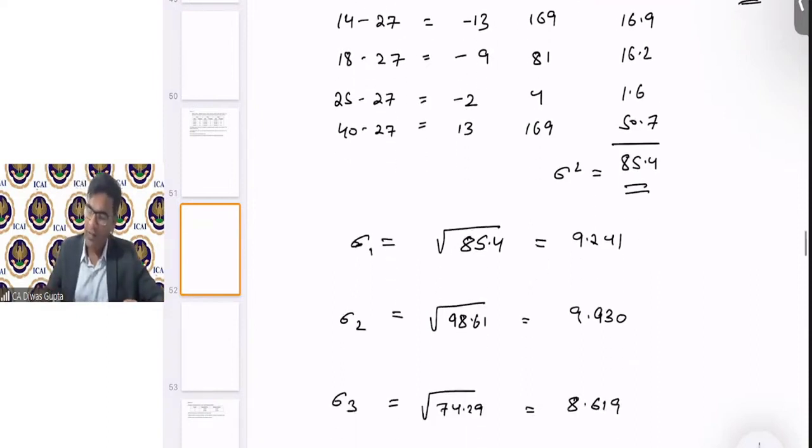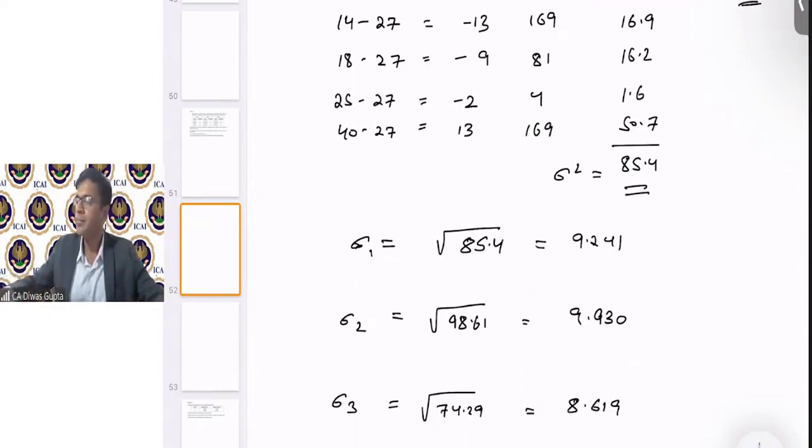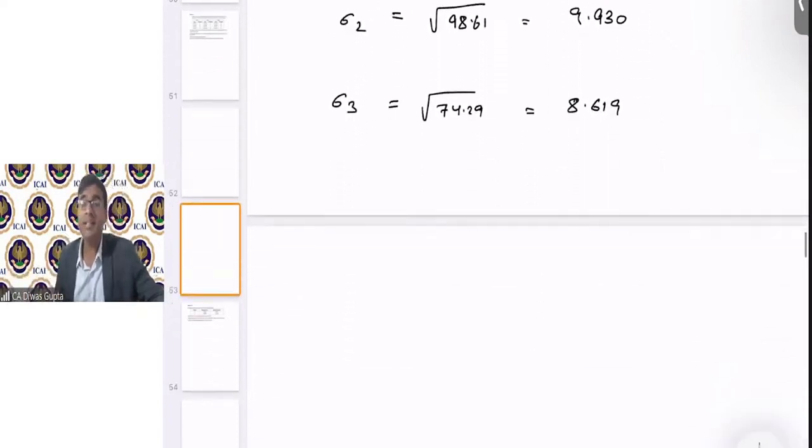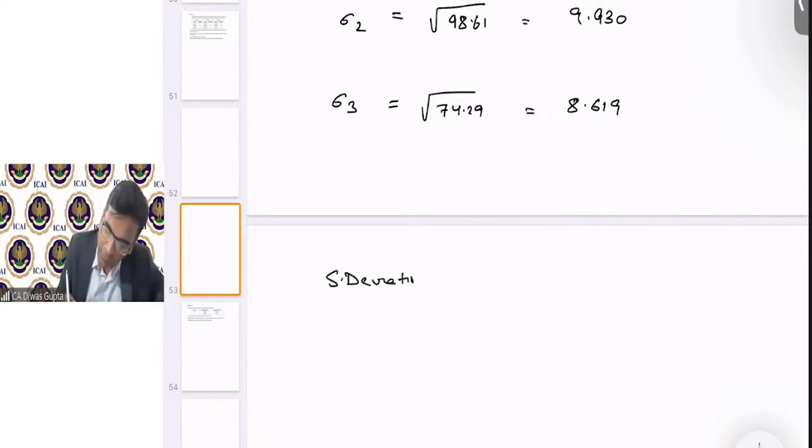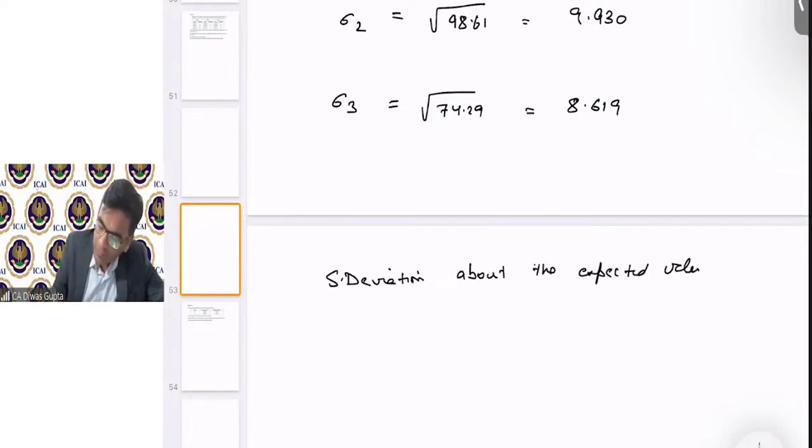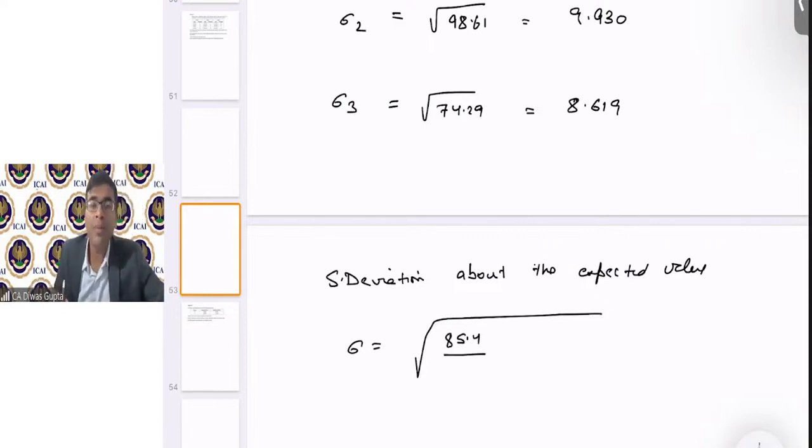Perfect. So we have calculated for the respective years whatever is going to be our standard deviation. Now, students, since this question has specifically specified that the probabilities are independent and have no dependency on year 1, year 2 and year 3, we will simply calculate the standard deviation for the project now, right? We have to calculate the standard deviation for the project. So the standard deviation about the expected value will be, now we have to take the standard deviation and take into account the present value factor, right?